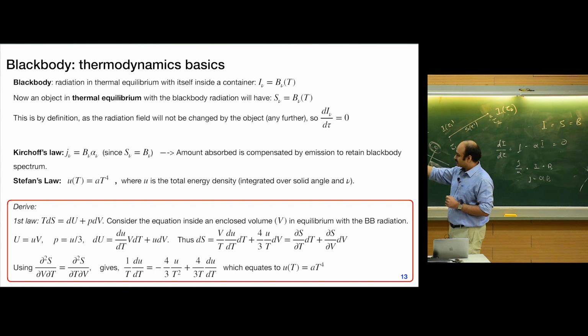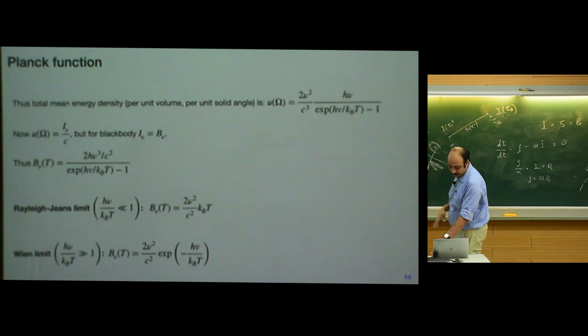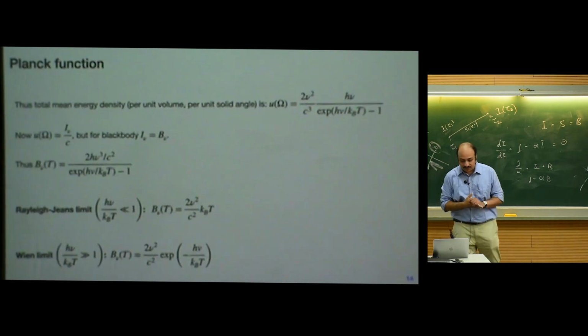And then we have Stefan's law. I won't go into the details, but I've sketched a derivation of how you can derive it from the first principles of thermodynamics. The radiation density is a function of temperature and scales as a T to the power 4, where a is the radiation constant. Again, you're all very familiar with this, I'm sure, but this is how you can sketch it from the first law of thermodynamics, assuming a radiation fluid.